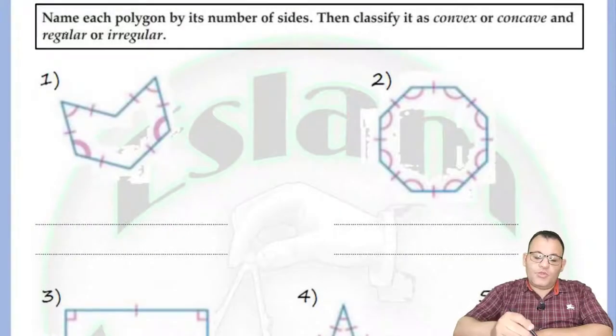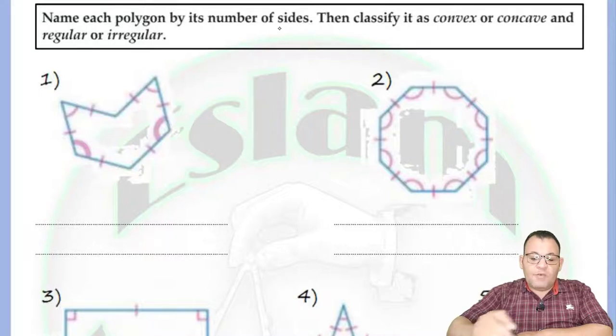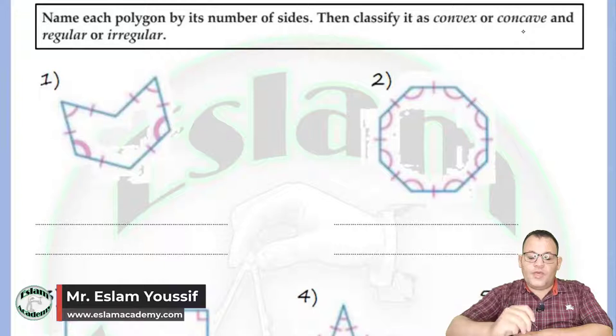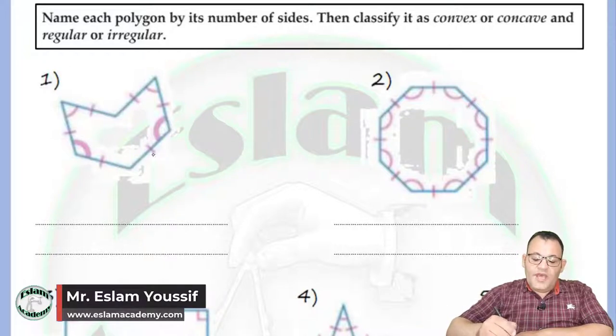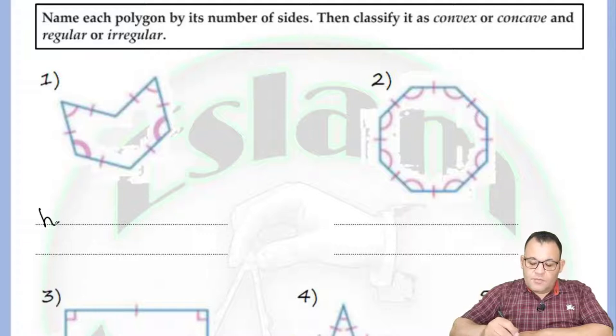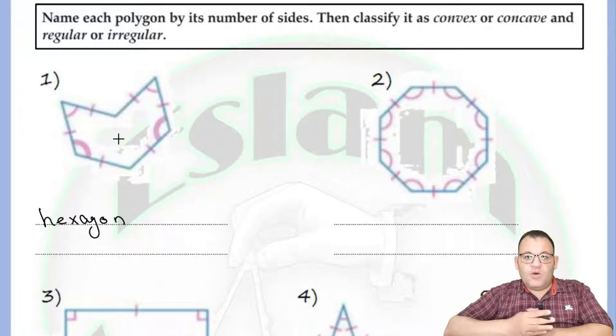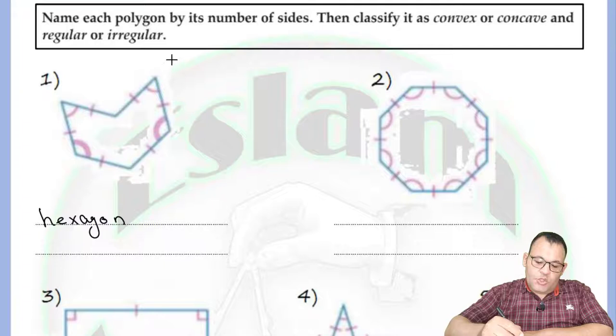In this problem, we need to name each polygon according to the number of its sides. Then we need to classify whether this polygon is convex or concave. Then whether it's regular or non-regular. So for question number 1, we have 6 sides, so it will be a hexagon. Now we need to check if this polygon is convex or concave. So we can draw a line passing through two consecutive vertices.